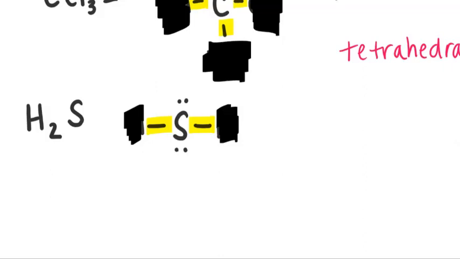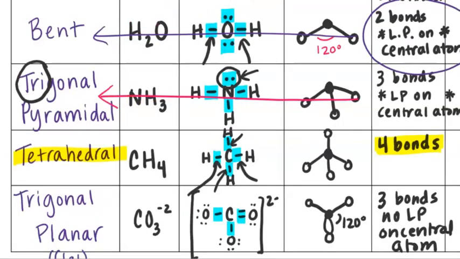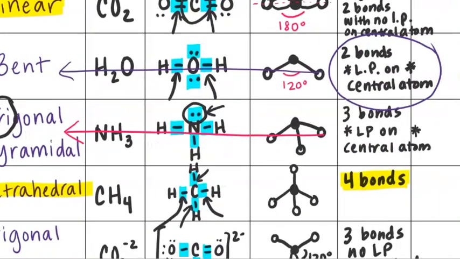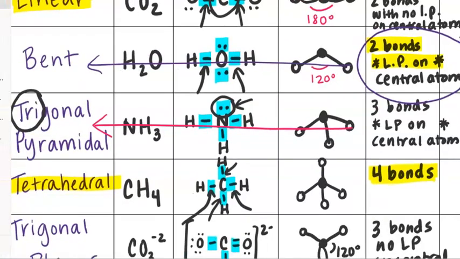Do you notice I have 2 bonds here? And then I just check for lone pairs. Do I have lone pairs? I do, and it doesn't matter if it's 1 or 2 lone pairs. They're both going to do the same thing. So now let's look at our notes. 2 bonds with lone pairs right here, and the shape is going to be bent.